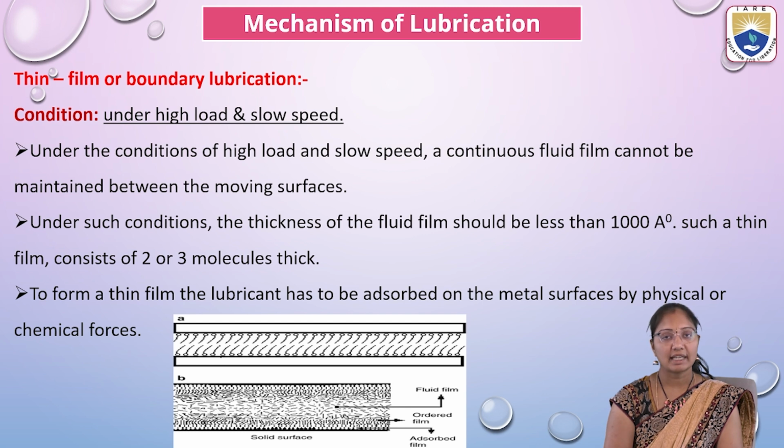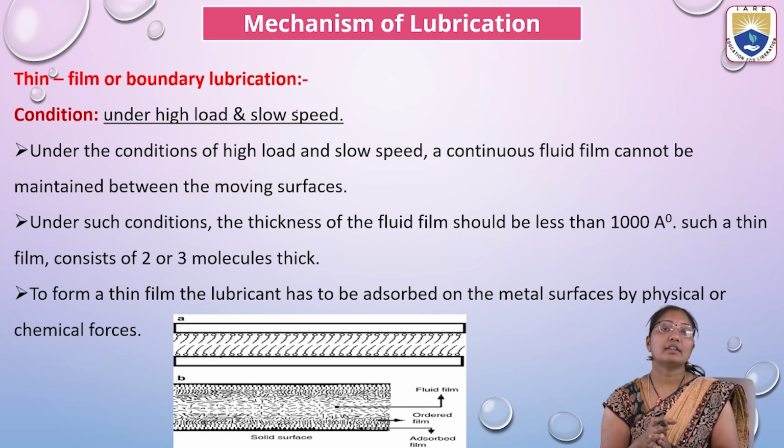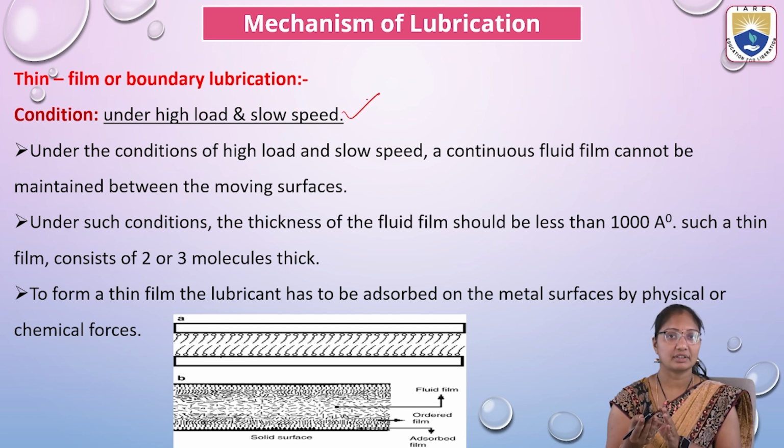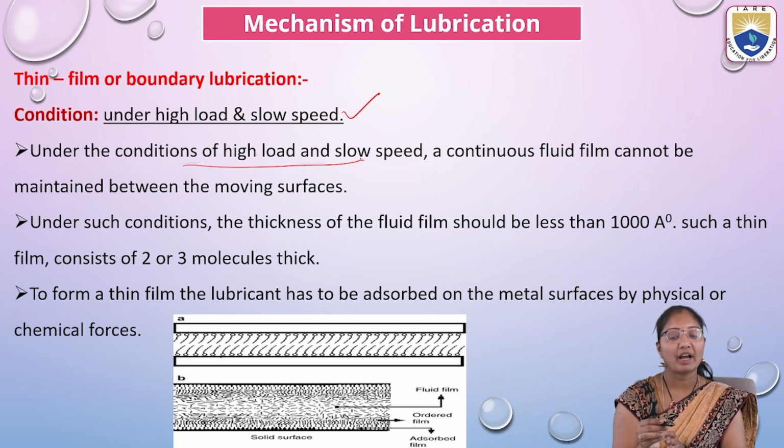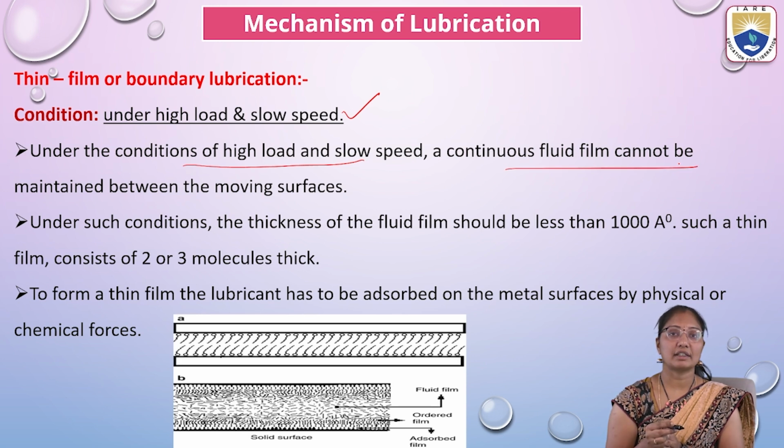Coming to the next type, which is called thin film or boundary lubrication. Here, the condition is the reverse: it occurs under high load and slow speed, whereas thick film or fluid film occurs in low load and high speed. Thin film should be done with a high load and very less speed. Under this condition of high load and slow speed, a continuous fluid film cannot be maintained because of the high load between the moving surfaces.